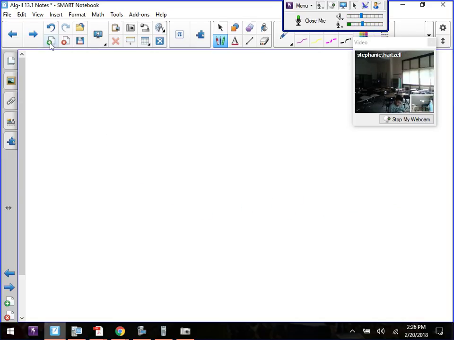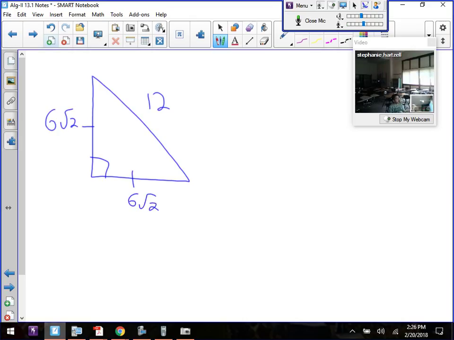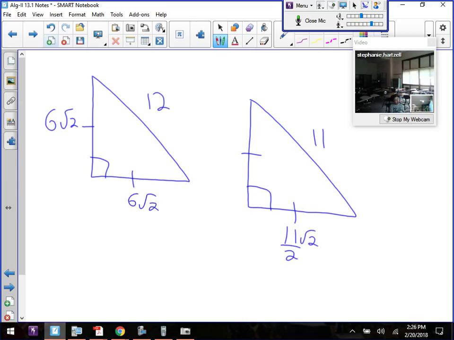If you have a 45, 45, 90, and this is 12, these will be 6 root 2s. If you have a 45, 45, 90, and this is 11, there's no such thing as decimals. 11, cut it in half, you get 11 over 2, and slap root 2 next to it. Like you said, 11 root 2 over 2.